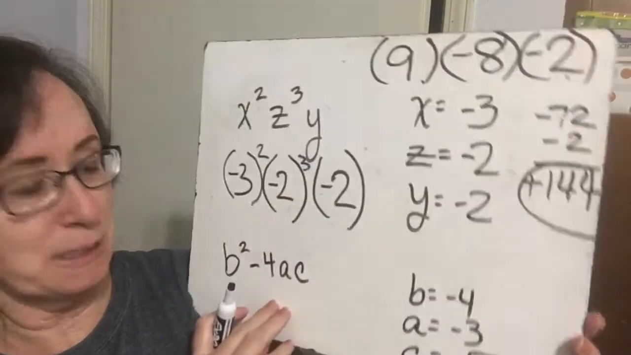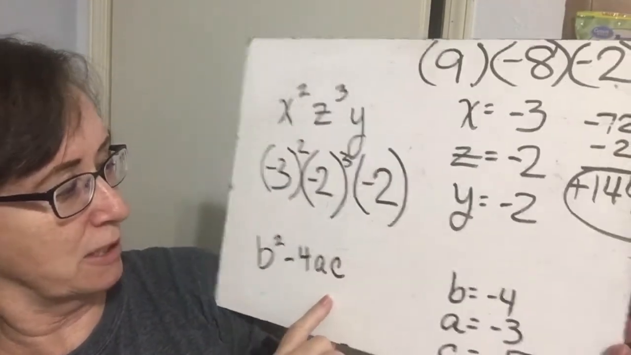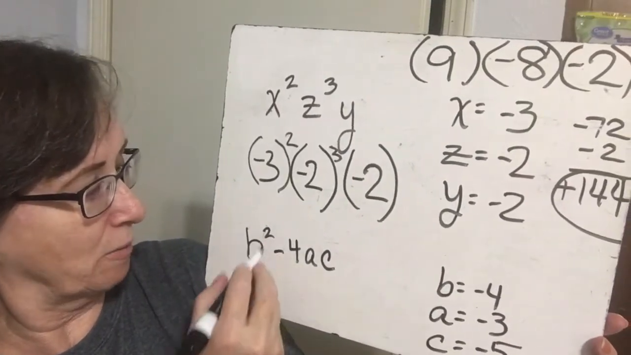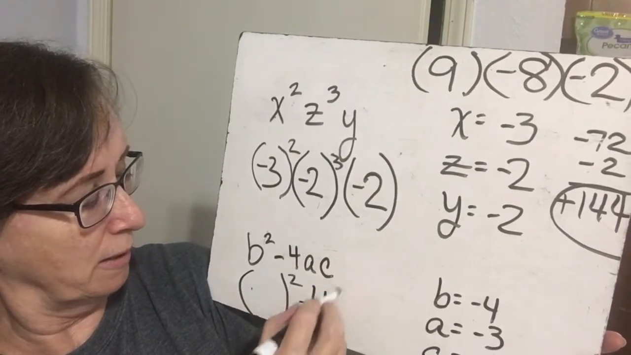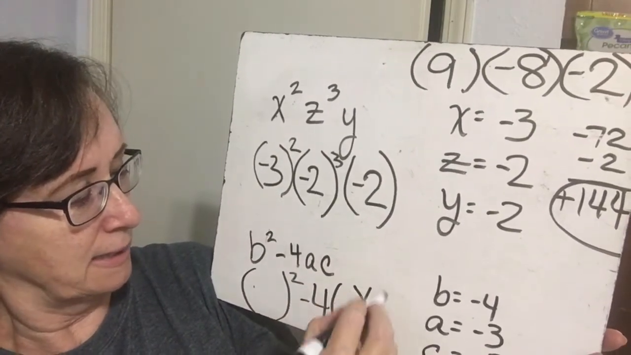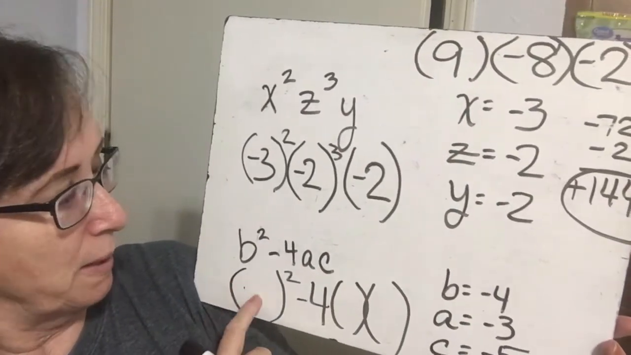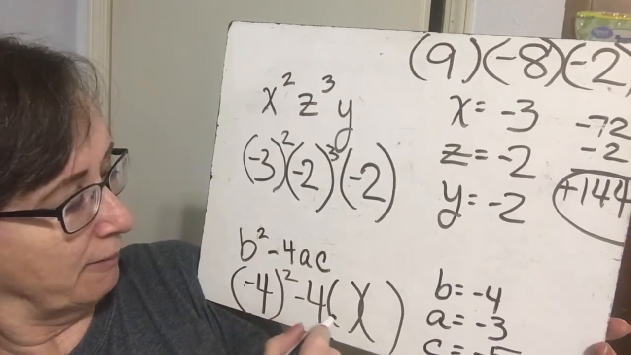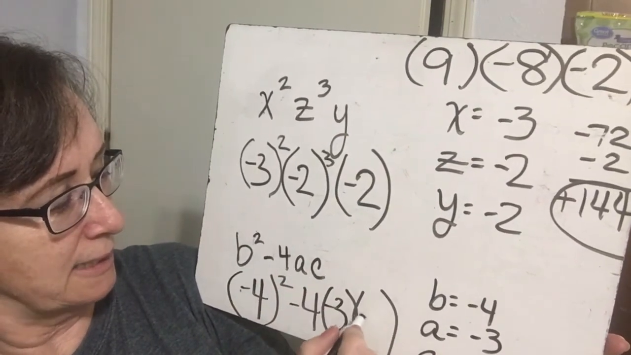And the last practice problem. B squared minus 4ac, which is something you're going to learn more about later. But we're going to have b squared, so we're going to put our little parentheses, squared, minus 4ac. We're going to put the substitutions back in here. So b squared is negative 4 squared. And then the a is negative 3 and the c is negative 5.